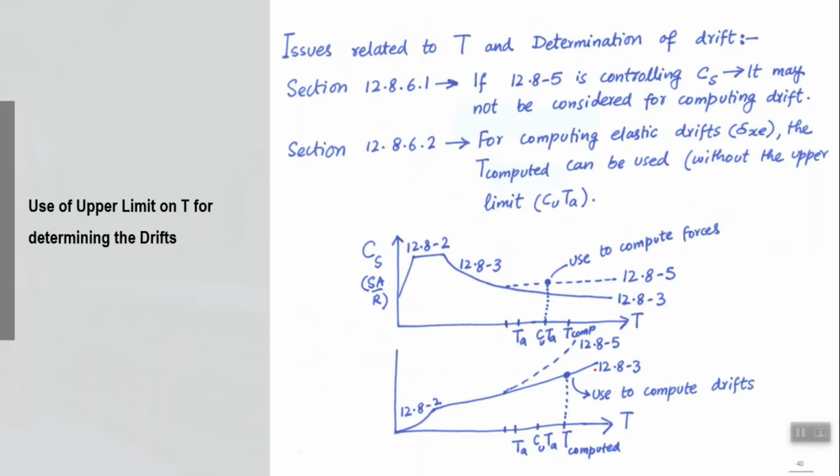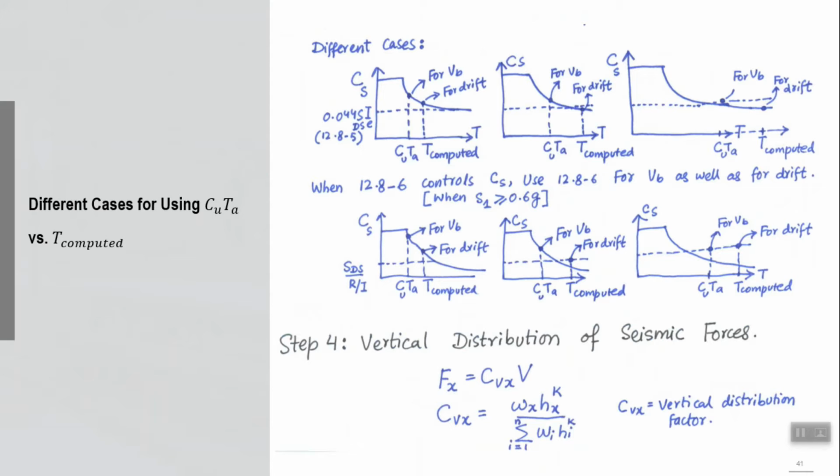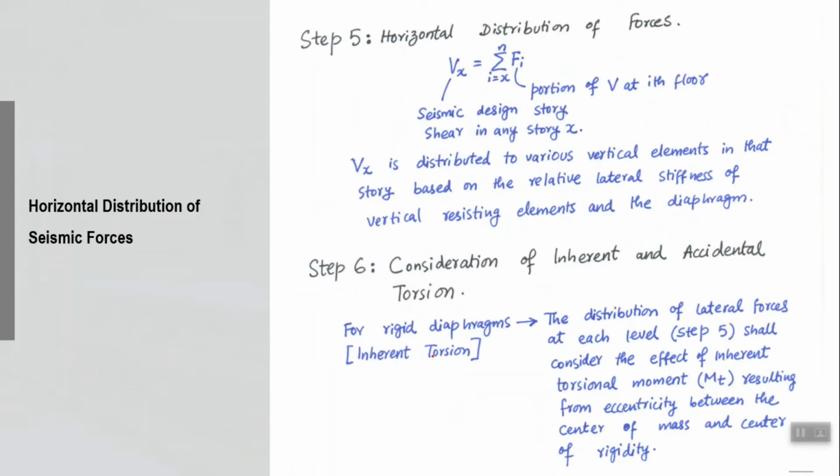And then finally we were here where, after the vertical and horizontal distribution of base shear, we had some additional considerations. For example, considering the inherent and accidental torsional moments in the analysis, and the summary was that inherent torsion is automatically accounted for. For accidental torsion, you have to provide an eccentricity, and that eccentricity is used to determine that accidental torsion.